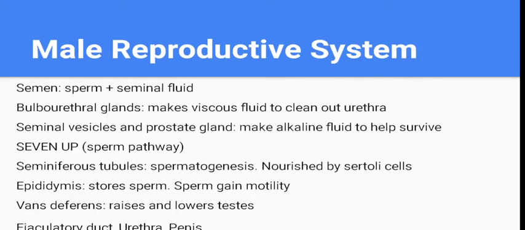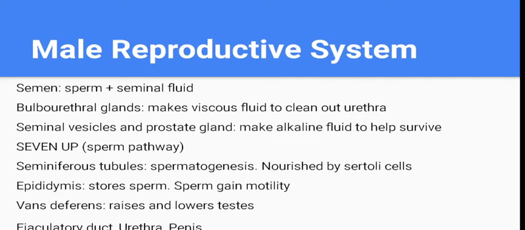Male reproductive system. Semen is sperm plus seminal fluid. The bulbourethral glands make a viscous fluid to clean out the urethra. The seminal vesicles and prostate gland make a basic, alkaline fluid to help the sperm survive through its pathway. The pathway is called 7 Up, an easy way to remember it.